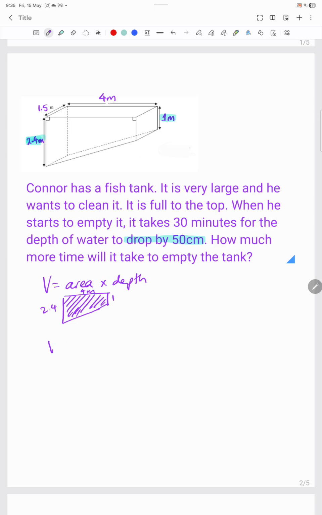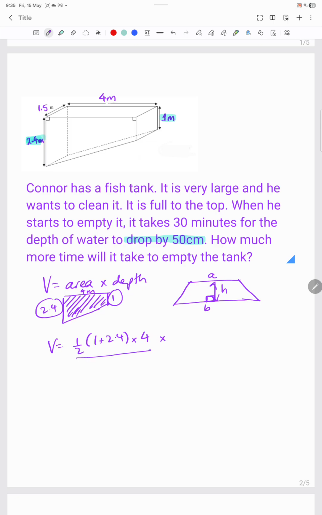So the area is going to be the average of this one and this one. So it's a half of 1 plus 2.4 times the 4 metres. Because remember again, when we went back to a basic trapezium, we need this height here, which has got to form a right angle. Otherwise, the whole thing just falls apart and doesn't work. So that's my area part done.